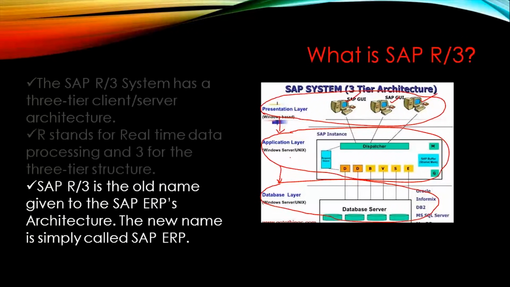SAP R3 is the old name given to the SAP ERP architecture. The new name is simply called SAP ERP. So R3 is the old name, and the new name is simply known as the SAP ERP system. Also, many people pronounce SAP as a word instead of spelling out the letters. You can do that, but it's not professional, especially when you go for an interview. Always call it S-A-P.